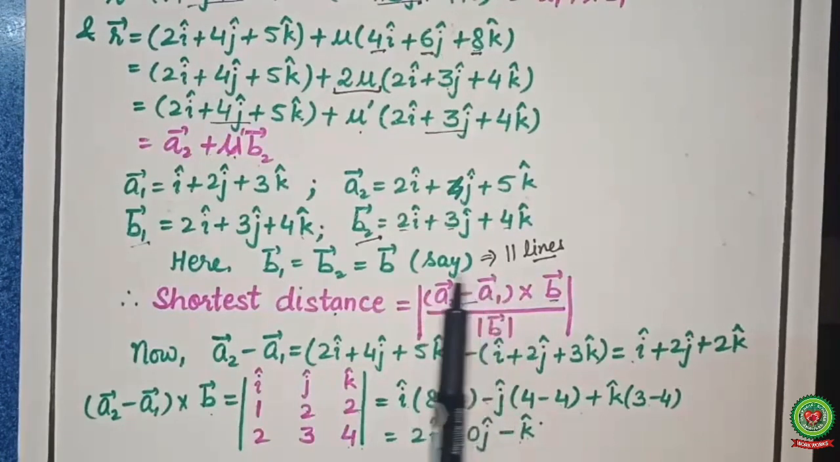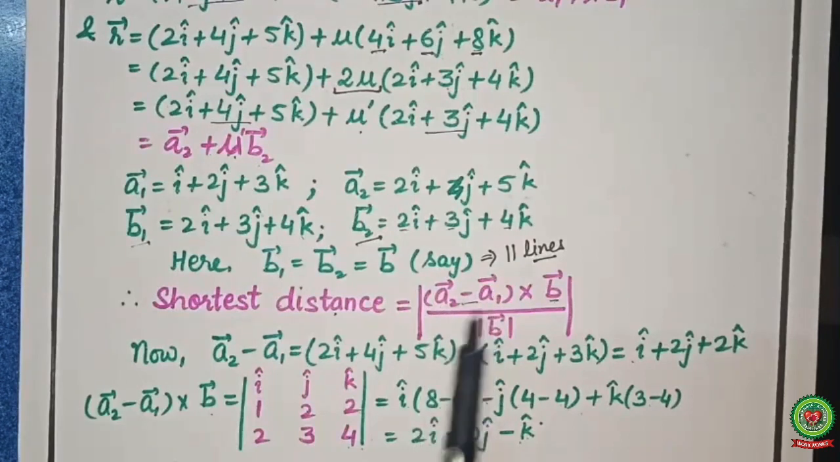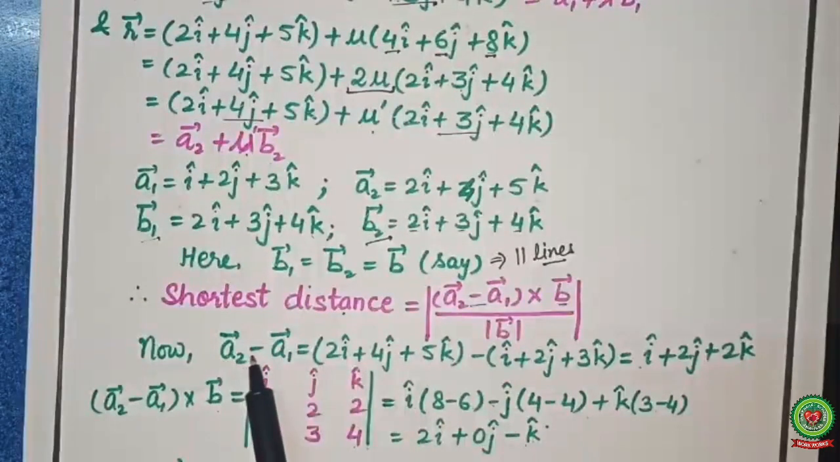Now first of all, calculate these values separately, then put the values. So we are going to start with the bracket. So a2 vector minus a1 vector, that is the difference of two passes through points. So a2 minus a1 is equal to, put the values of a2 minus a1.